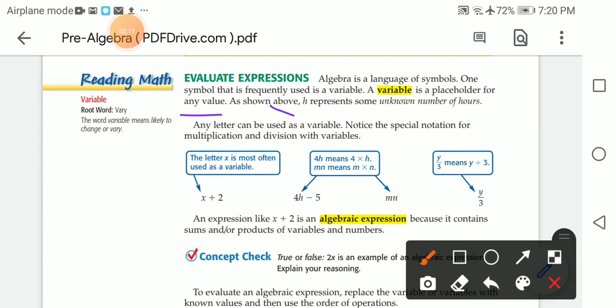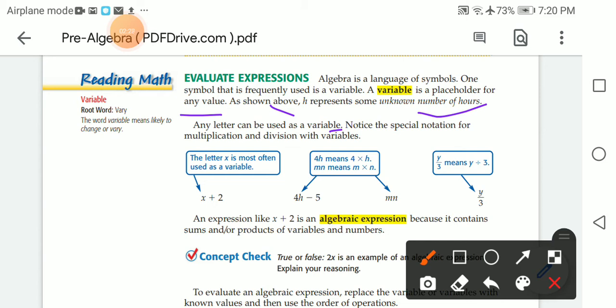As shown, h represents what? Some unknown number of hours. I don't know the number of hours the babysitter, for example, will sit with the baby. So the number of hours here is a variable. It changes. Any letter can be used as a variable.